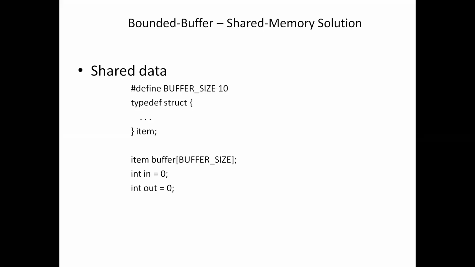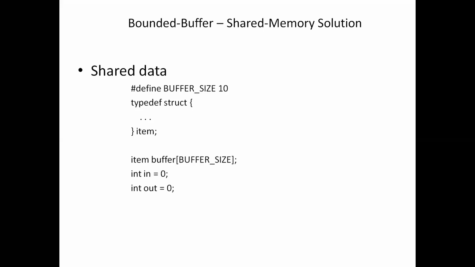size. And here we declared two variables. The variable in we initialized with 0. The variable out we have also initialized with 0. The shared buffer is implemented as a circular array with two logical pointers.